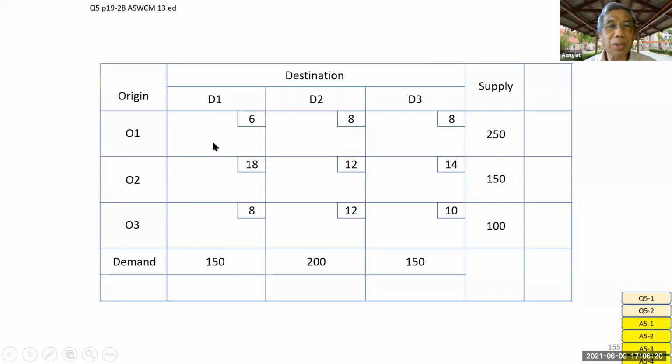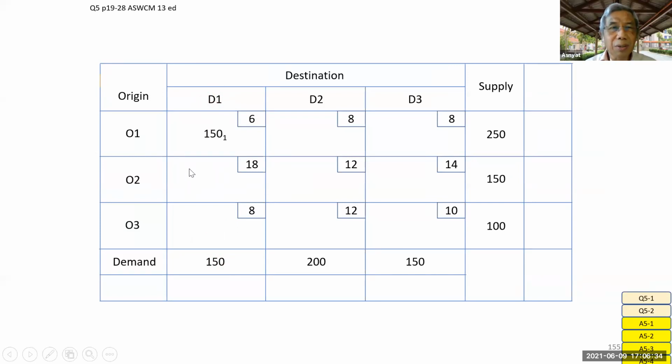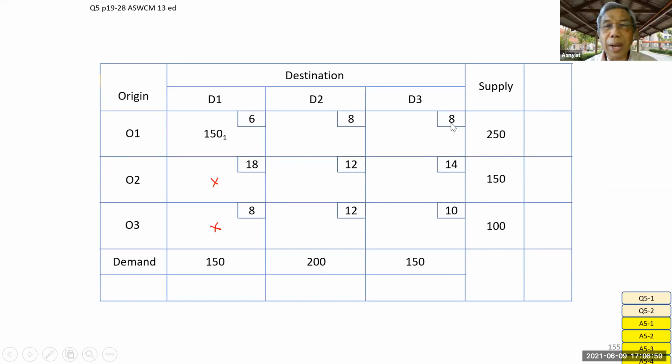How many units are you going to transport along this route or this cell? Demand 150. So as many as possible, 150. Then we cannot use this one anymore. All used up. If you want to put an X, use pencil, because we are going to use that space again. And then the next least cost, which one? 6. The next least is 8. This 8 cannot be used. So we have 2 cells with 8.